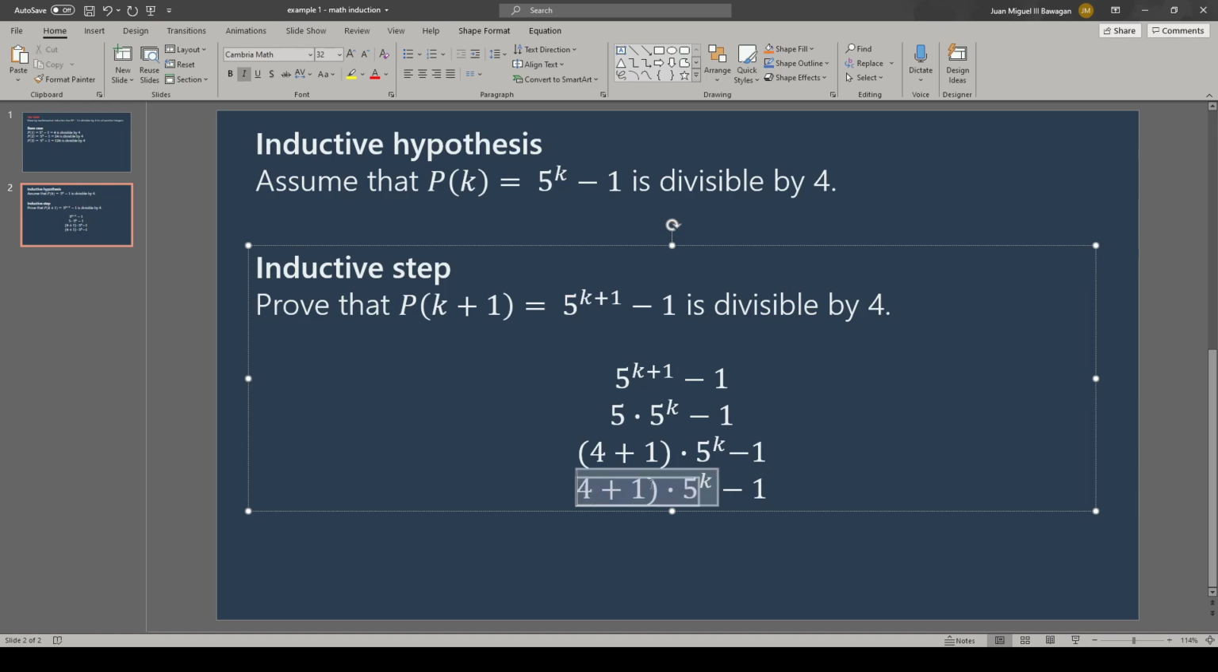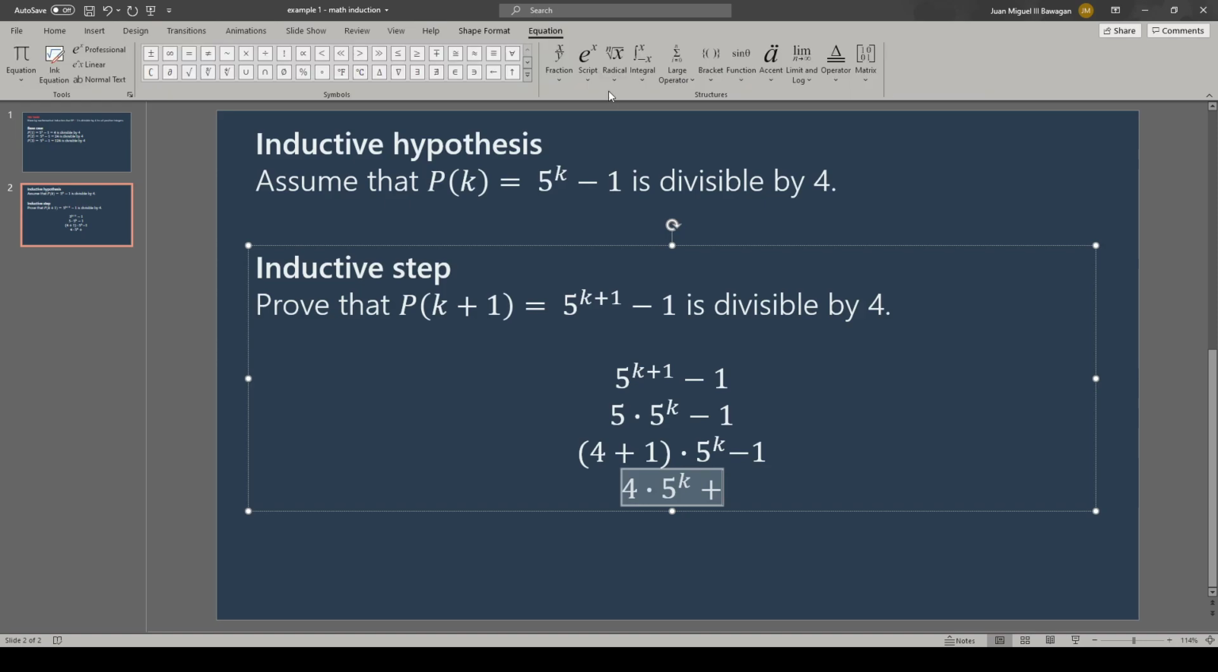Let's first erase this. Okay, there. That's the first term: 5 raised to k times 4, or 4 times 5 raised to k. Plus 1 times 5 raised to k, or simply 5 raised to k. And then our minus 1.